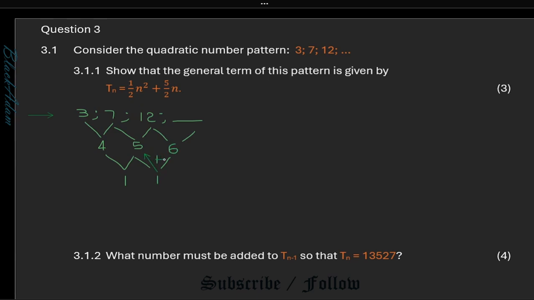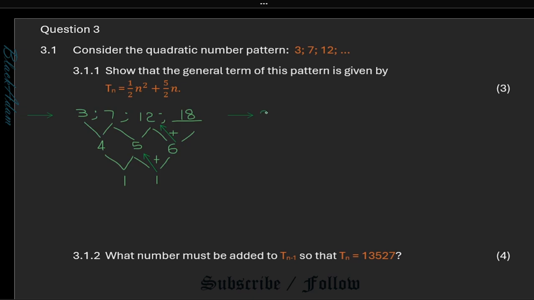So 1 plus 5 is going to be 6. And then 6 plus 12 is 18. From there we can conclude that the second difference, which is 2a, is equal to 1. So a is 1 over 2, which is correct.